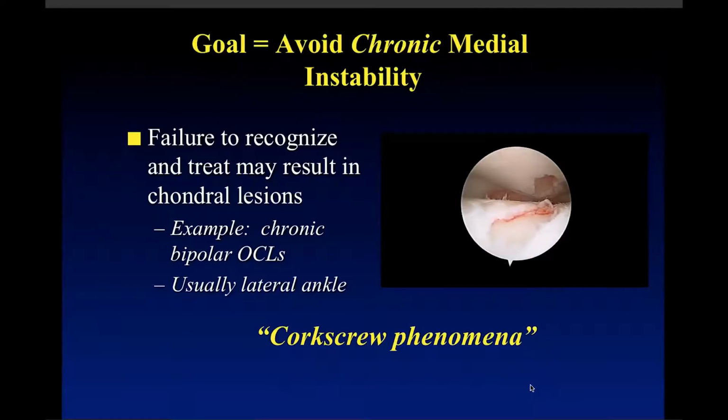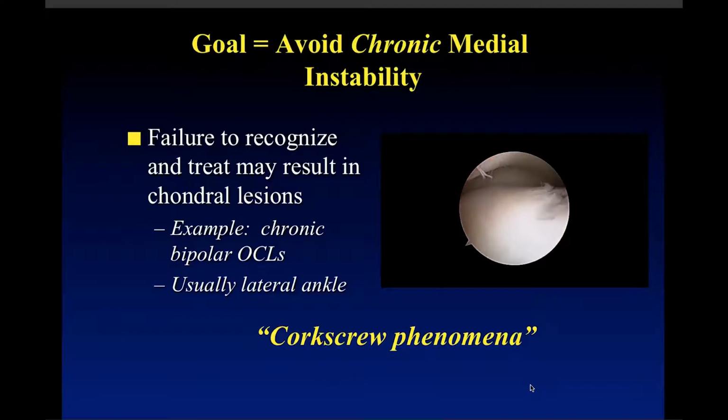So again, this is a concern, and failure to recognize medial instability acutely may result in these chronic medial instability patterns, and then again, chondral injury, joint destruction, traumatic arthritis, and poor results at a younger age. So again, please consider this medial instability pattern in conjunction with these other ankle injuries.